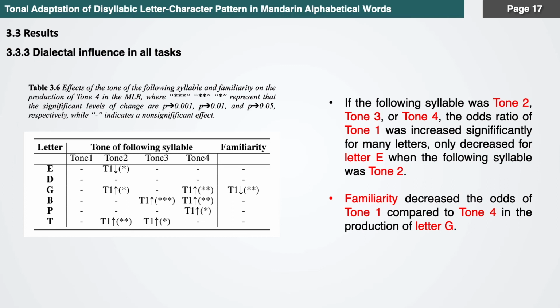It's apparent that compared to Tone 4, the changes only occurred in Tone 1, not in Tone 2 or Tone 3. If the following tone was Tone 2, Tone 3, or Tone 4, the ratio of Tone 1 was increased significantly for many letters like G, B, P, and T, but decreased for E. Also, in terms of familiarity, the more familiar you are with the word with G, the less possible you will pronounce it in Tone 1.